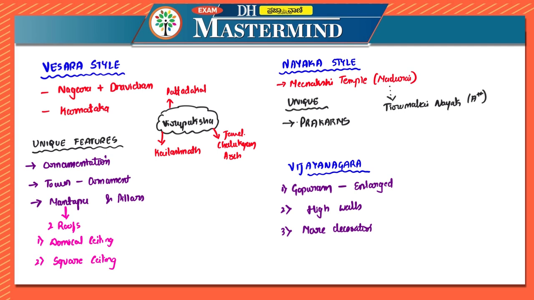In other words, we can say that most of these in South India carried the Dravidian style, but some of them also had the influence of the Nagara style, that is from northern India. So the confluence of northern and southern style was the Vesara style, and some changes to the northern and southern style were the Nayaka style and the Vijayanagara style. Other than these, in the eastern part of India also, there are different types of architecture, and in the western part also.